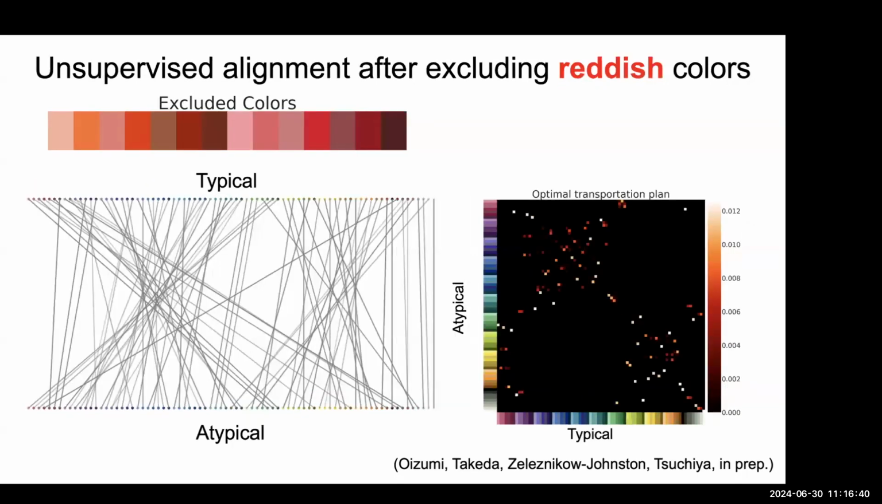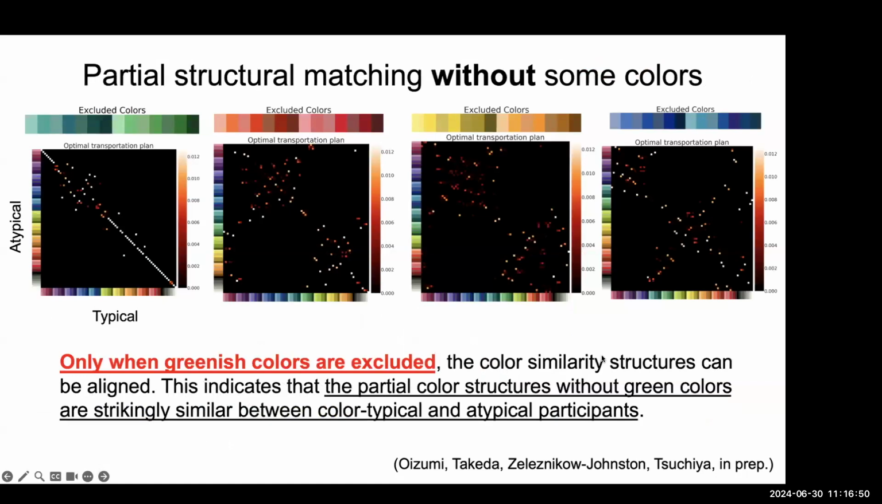But this does not happen when we exclude only reddish colors. We cannot see the good alignment in this case. So as a control, we did the same thing for yellow and blue colors, but we found that only when greenish colors are excluded, the color similarity structures can be aligned in an unsupervised manner.